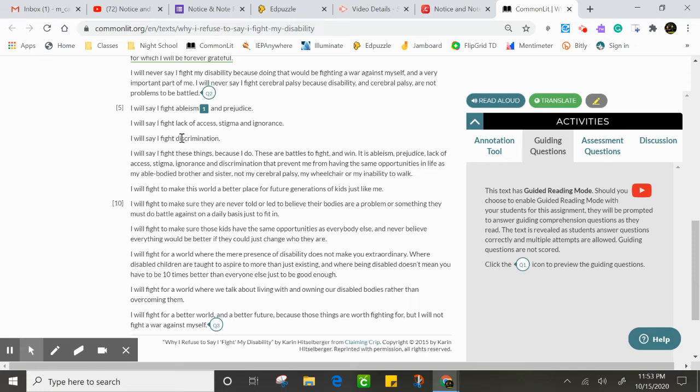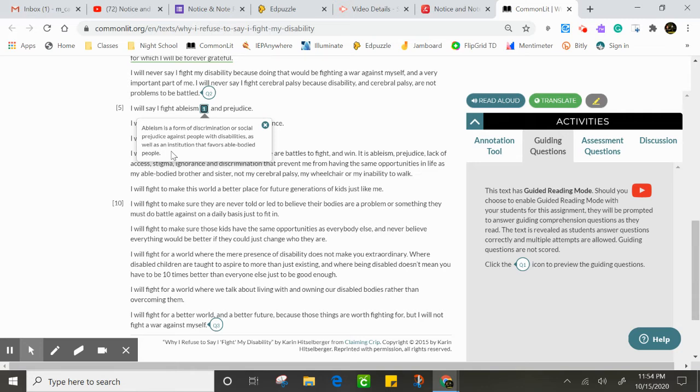So she goes on to say, I will never say I fight my disability, because doing that would be fighting a war against myself. A very important part of me. I will never say I fight cerebral palsy, because disability and cerebral palsy are not problems to battle. I will say I fight ableism and prejudice. And then you see there's that little one there. So if you've never heard the term ableism before, you can click on that one, and then it will tell you what ableism means. It says ableism is a form of discrimination or social prejudice against people with disabilities, as well as an institution that favors able-bodied people.